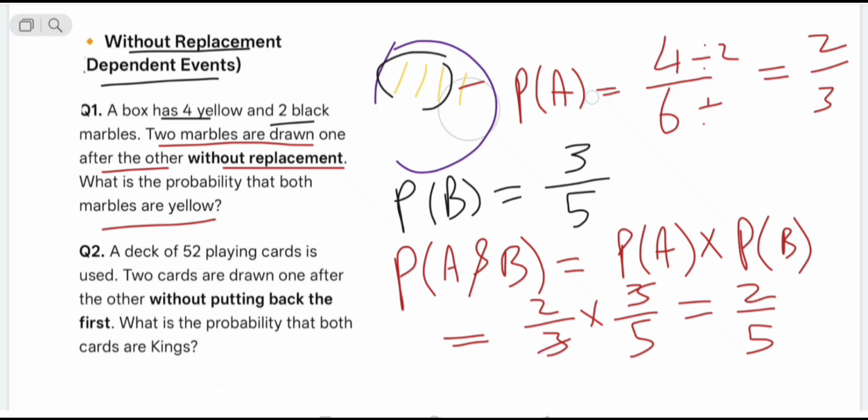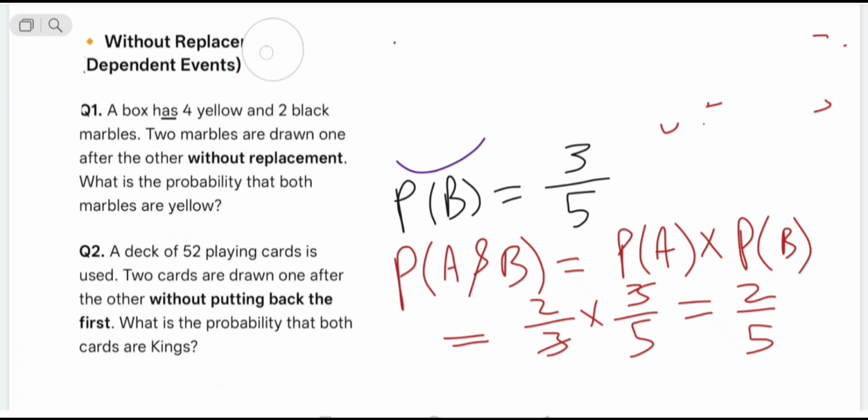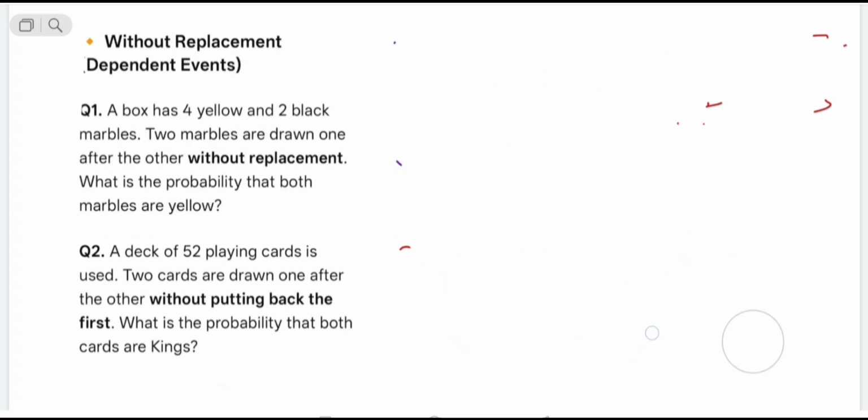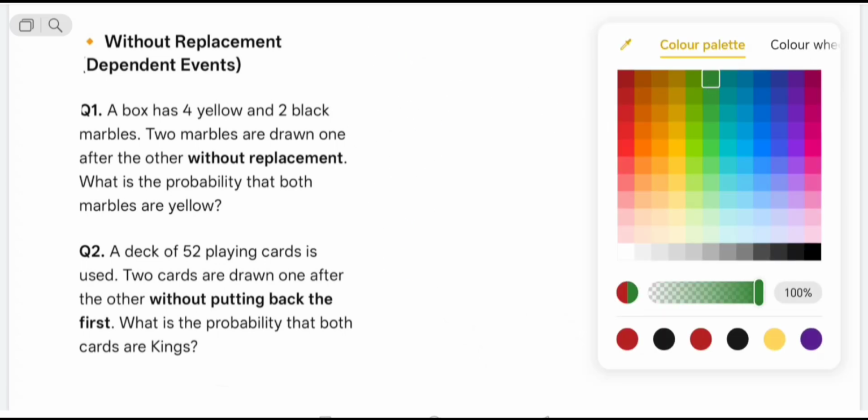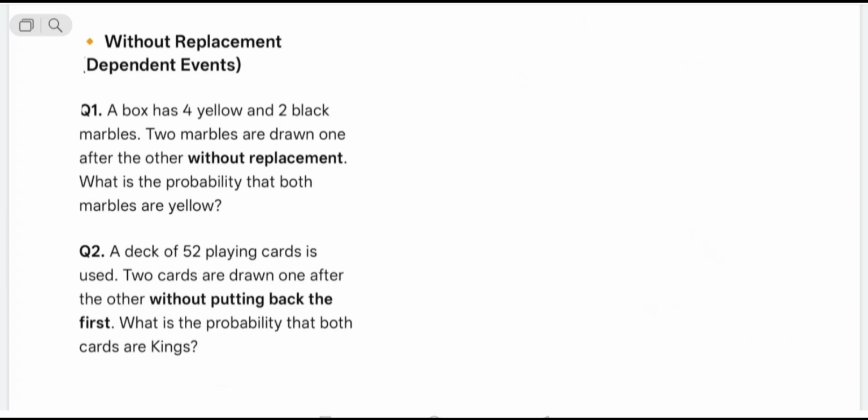So look at the last question. The last question: a deck of 52 playing cards. You know the cards we use to play games or anything. They said 2 cards are drawn one after another without putting back. It means you took once, you will not put it back. So what is the probability?